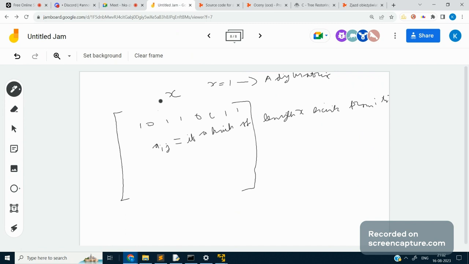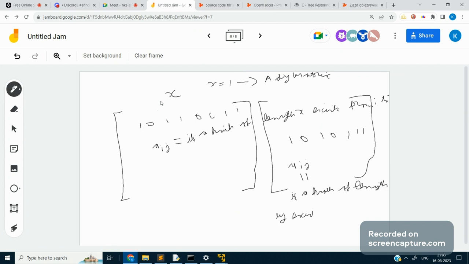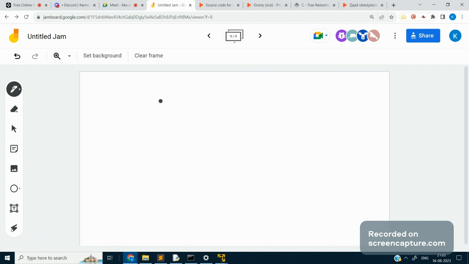And now suppose we have another matrix, but this is for y. So we have B_ij equal to 1 if a path of length y exists from i to j. So the first matrix is if a path of length x exists, and the second is if a path of length y exists. So now notice what happens when we multiply two matrices.